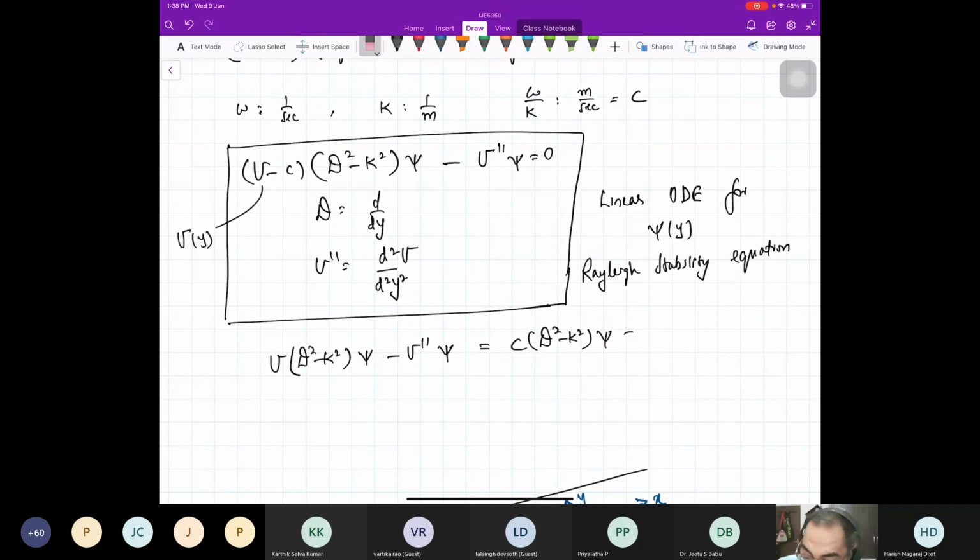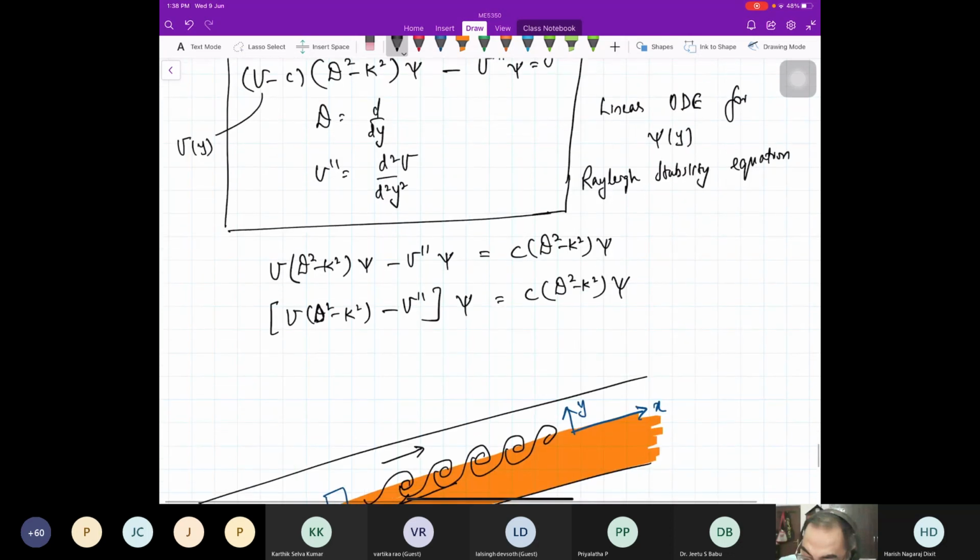I have just rearranged the terms, and if I now look at it, I have u times d square minus k square minus u double prime of psi is equal to c times d square minus k square of psi. This is of the form A X is equal to lambda B X. This is a generalized eigenvalue problem. Is this clear? We have reduced this to an eigenvalue problem.